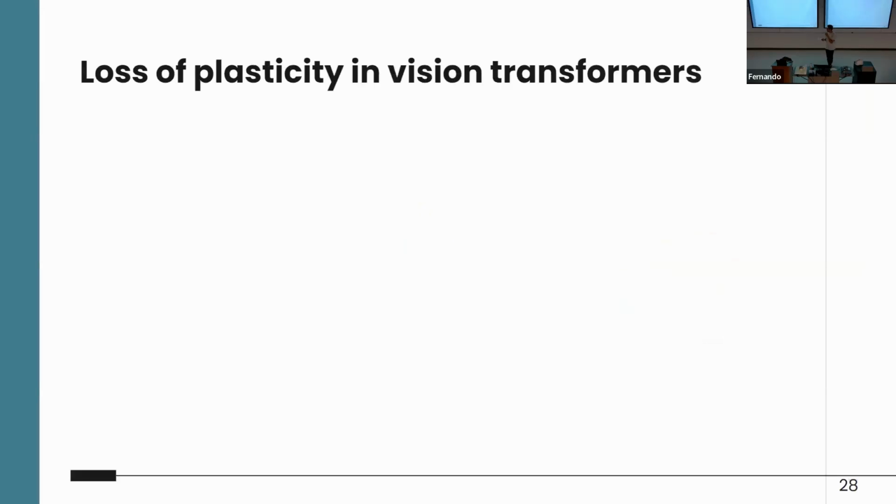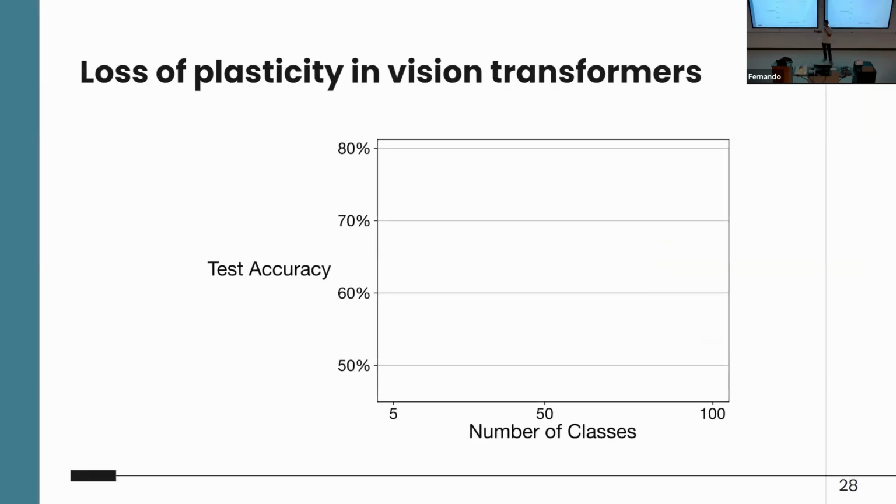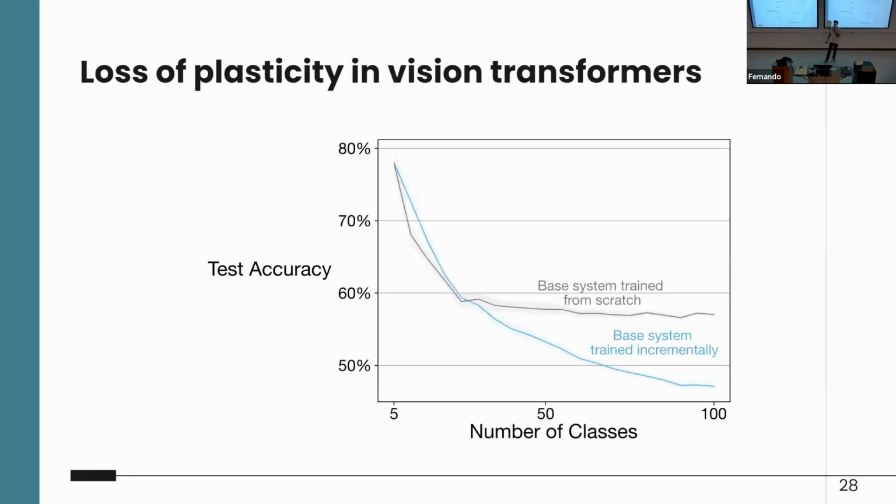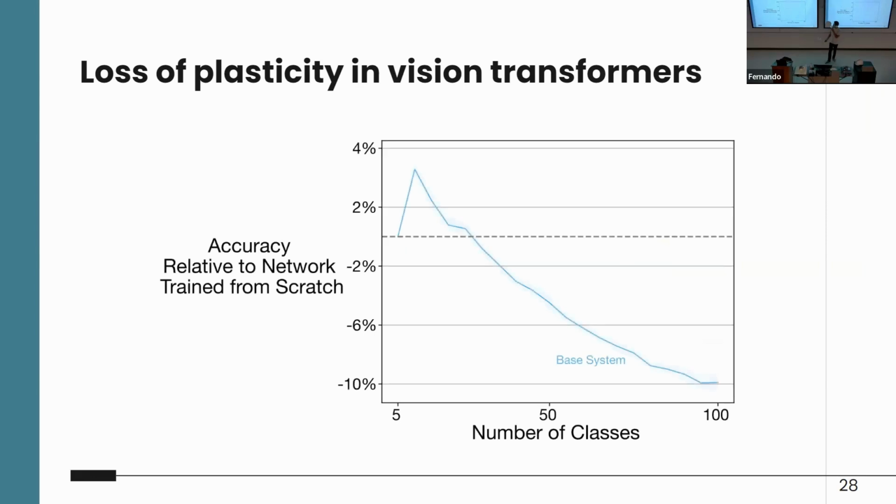All right, so now let's move to the vision transformer. Again, we have the same plot as before. Here is the base system trained from scratch, and here's the base system trained incrementally. And now let's take the difference, the blue line minus the gray line, and it would look like this.